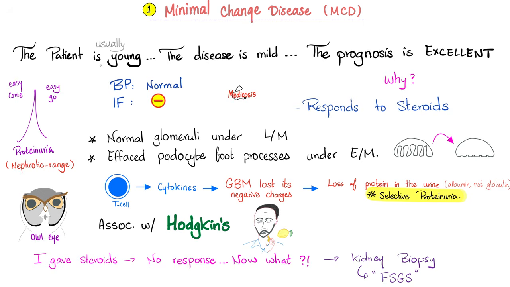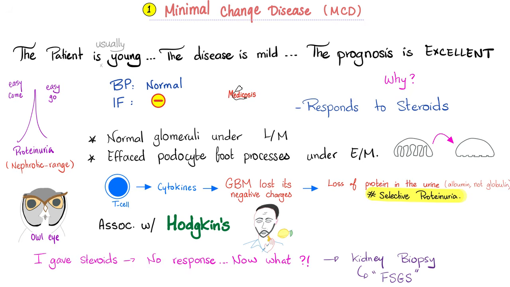1. Minimal change disease. The patient is young, the disease is mild, the prognosis is excellent because you give them steroids, they respond like magic. There is some association with Hodgkin's disease. The proteinuria is very selective. Not everything is lost in the urine.